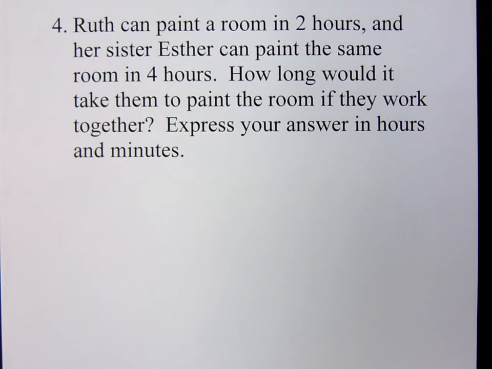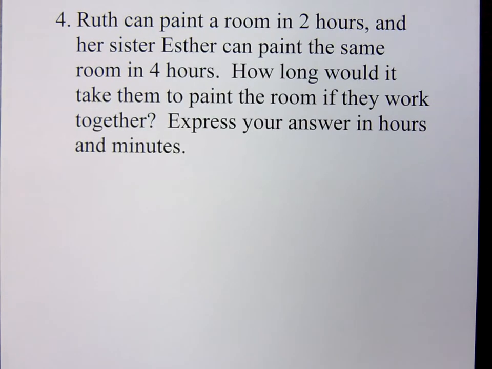Problem number 4 is what we call a work problem. You have two people that can do a particular job, but they do it at different rates. Okay? Ruth can paint a room in 2 hours, and her sister Esther can paint the same room in 4 hours. But if they work together, how long should it take?